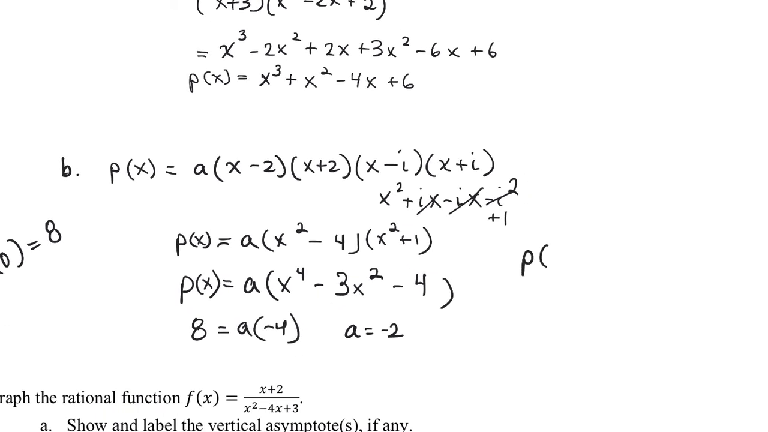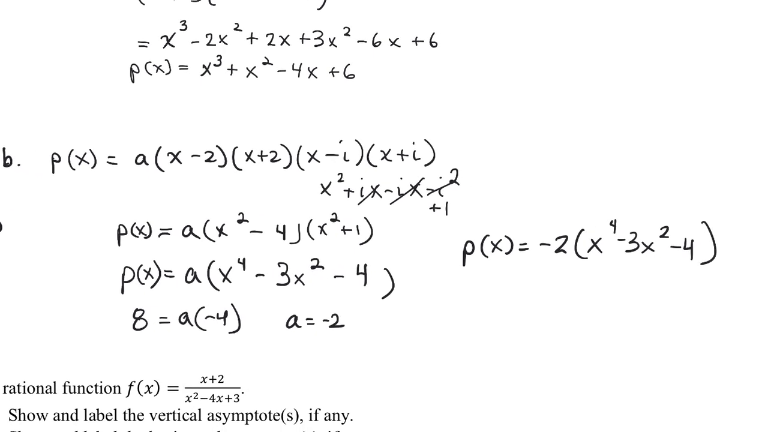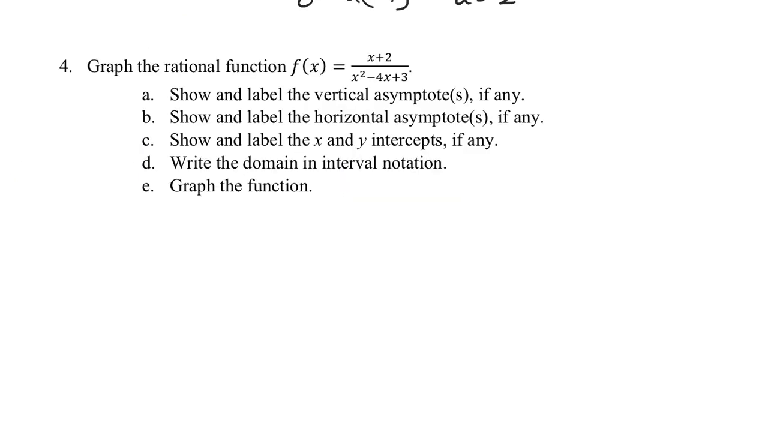So p of x, and I'd be okay if you left it like this, or if you wanted to distribute it out and make it negative 2x to the 4th plus 6x squared plus 8, that's fine too. I really don't mind at that point. Once you know what the leading coefficient is, you're good. So it wants us to find a so that ultimately we know what the equation is. There we go.